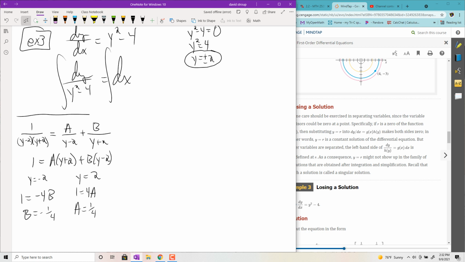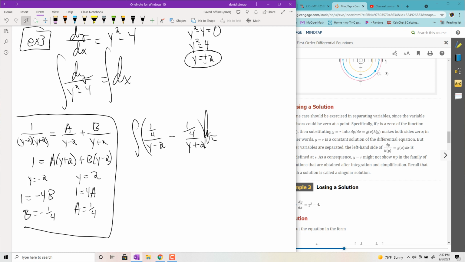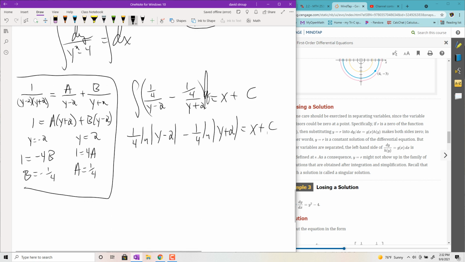Our left-hand side becomes the integral of 1/4 all over y minus 2 minus 1/4 over y plus 2 dy. On the right-hand side, we have x plus c. So this will be 1/4 ln absolute value y minus 2 minus 1/4 ln absolute value y plus 2 equals x plus c. You can multiply through by 4.